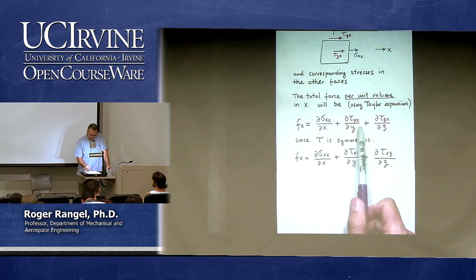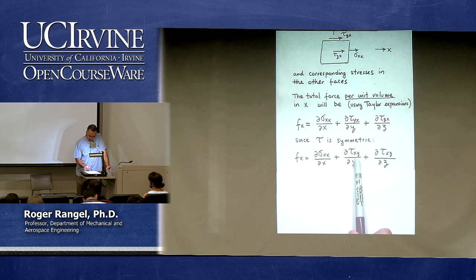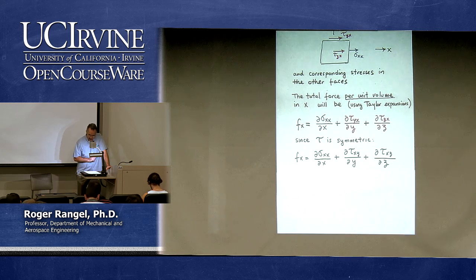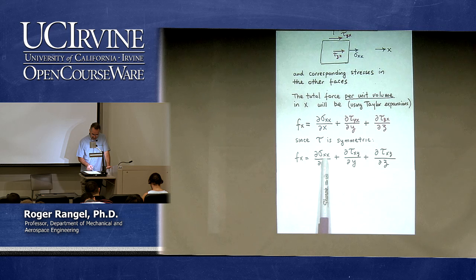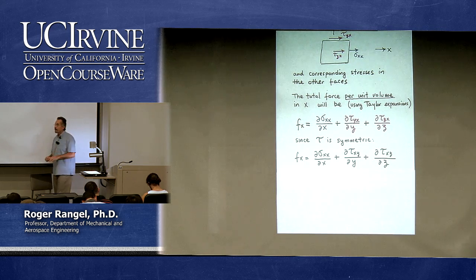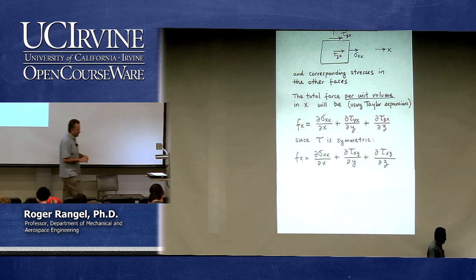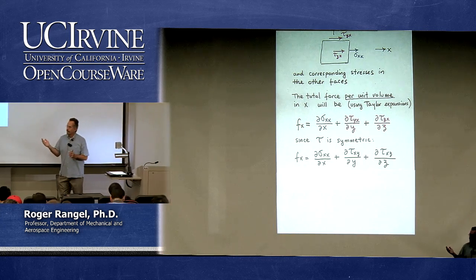So all I'm doing is flipping this y and this x here. So I'm writing xy on this term. And I'm flipping this zx and writing it xz. So I can have all the x's first. So sigma xx, tau xy, tau xz. Well, that's the force per unit volume due to these surface stresses in the x direction.